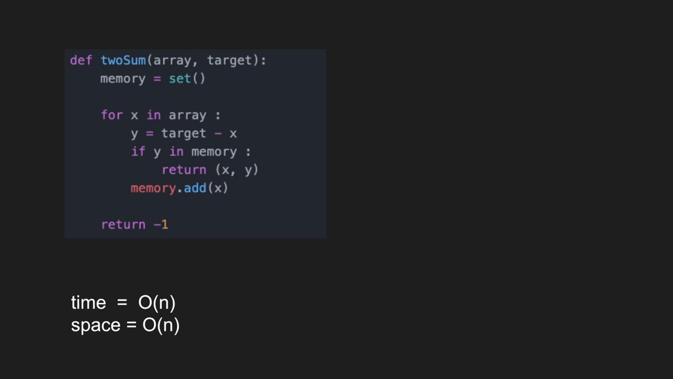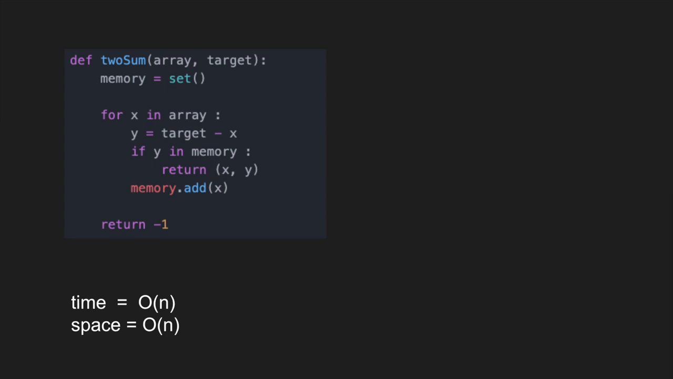Let's look at the code. Here I have chosen to use a hash set for the memory, so it doesn't really change anything. You could also use a hash map and you would get the same result. For each number x in the array, we look if target minus x is in the memory. If so, then we have found a solution. Otherwise, we add x to the memory since we have just visited it. In the end, if we have not found a pair, then we return -1, just like before.